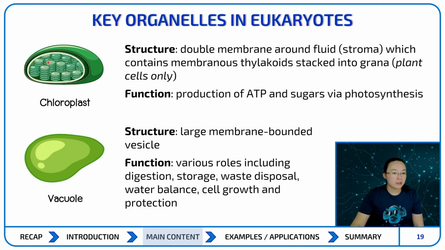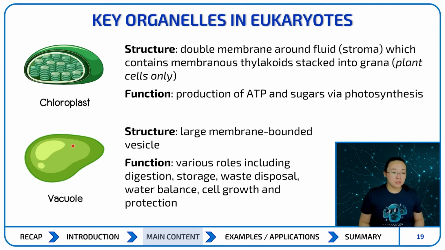So this would be a thylakoid. Each disc would be a thylakoid, and it's stacked up so that you have these different granum or grana of stacked discs. The function of these would be very similar to mitochondria, but the reverse. It produces ATP and sugars via photosynthesis.